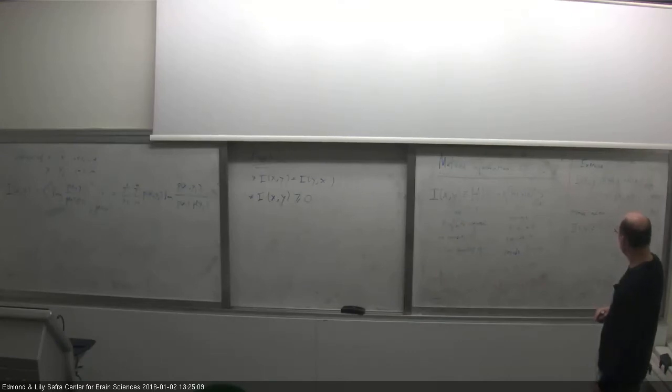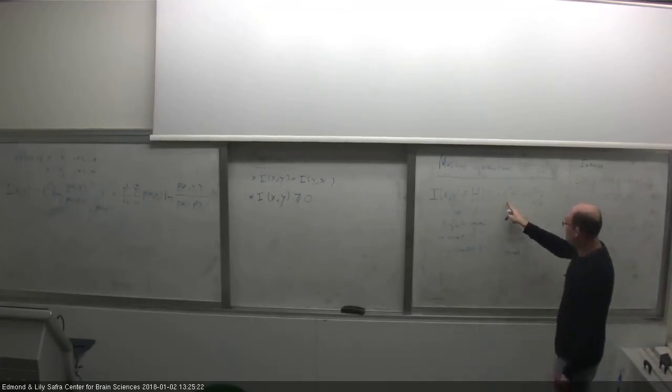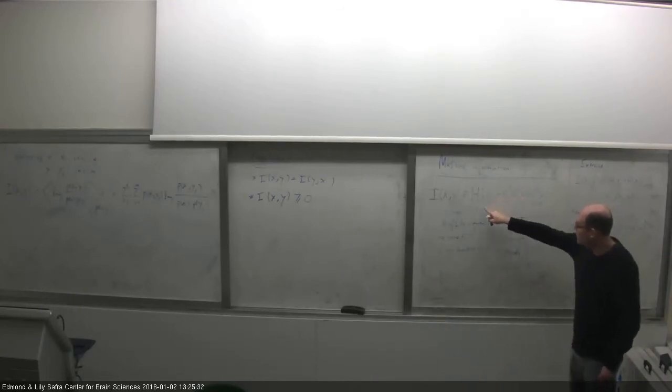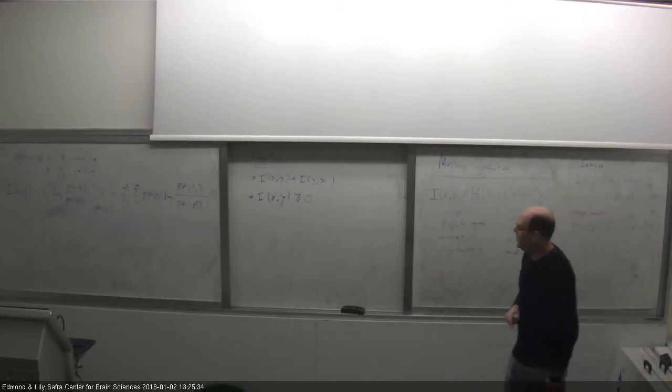In two ways. One, using this expression, remember that for two independent variables, their joint entropy is just the sum of the entropies, so we'll get zero here. And you can also see this here. If y is independent of x, then H of y given x is just H of y, regardless of the value of x. So when we average over x, we still get H of y, so we have H of y minus H of y.